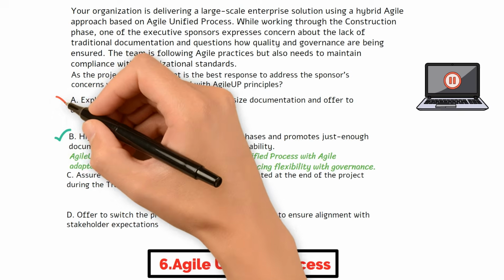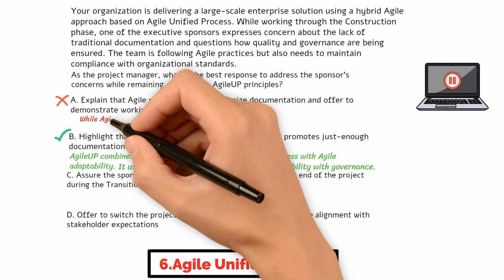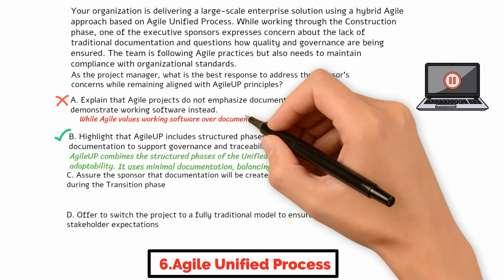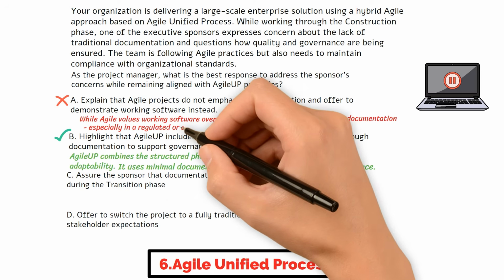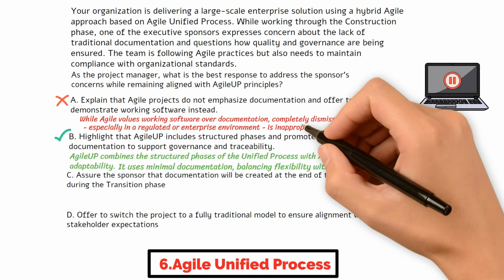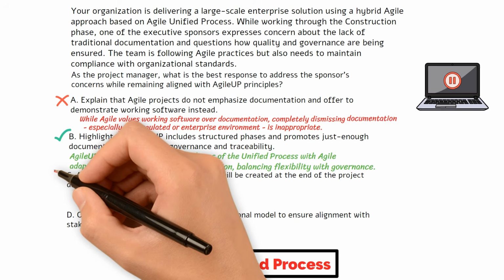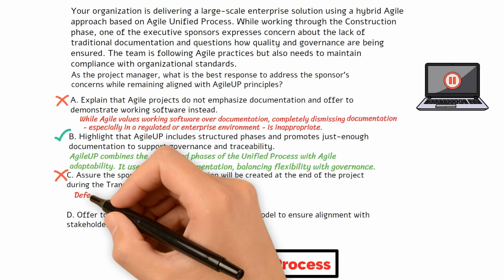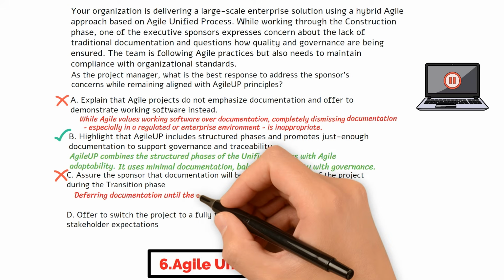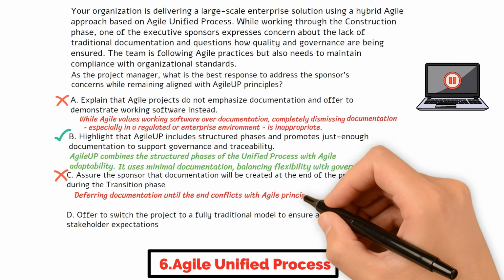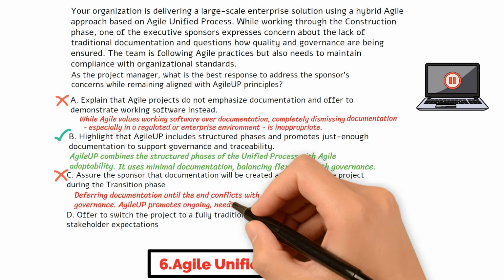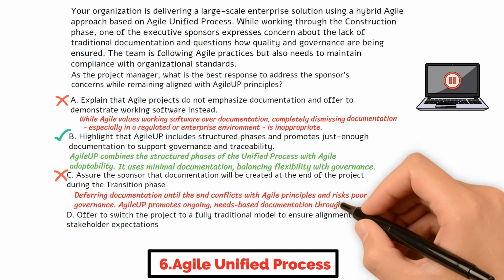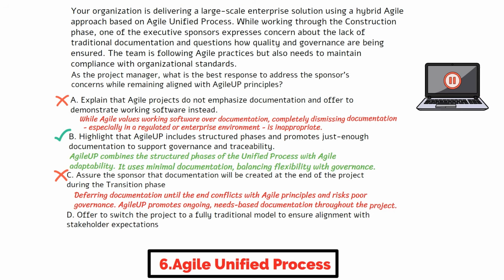Choice A is incorrect. While agile values working software over documentation, completely dismissing documentation, especially in a regulated or enterprise environment, is inappropriate. Choice C is incorrect. Deferring documentation until the end of the project ignores agile principles of early and continuous feedback and puts governance at risk. AgileUP encourages documentation throughout the process, tailored to actual needs.